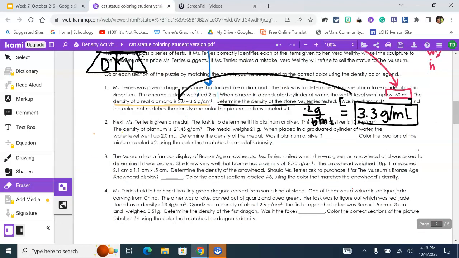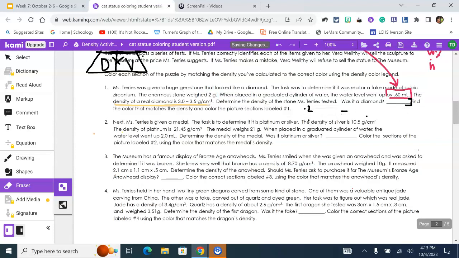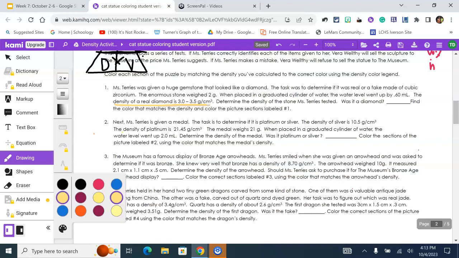Okay. Number 2, we're going to do a similar thing. It says, next, Miss Terry's was given a metal. The task is to determine if it is platinum or silver. I'm going to underline that, because it's important information. I want to know if it's platinum or silver. The density of silver is 10.5, and the density of platinum is 21.45. So the metal weighs 21 grams.